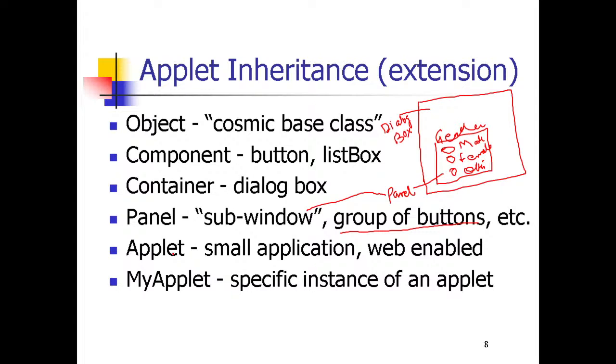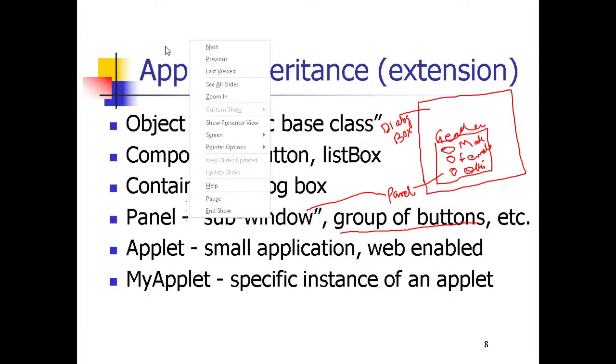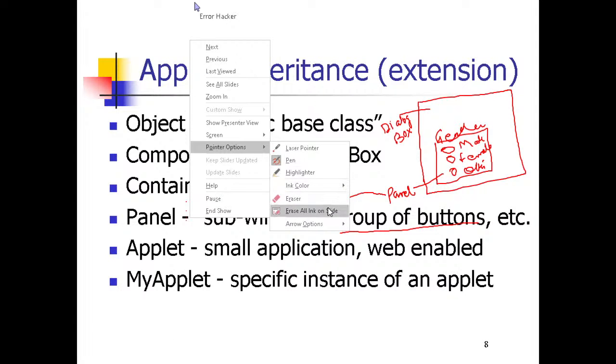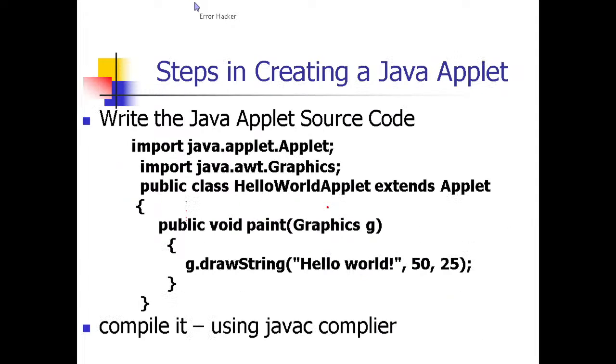So applet is another class which is used to create a small application which will be web enabled. And I have to derive any user defined class from this applet class to create my own applet. So this is another topic: how you have to create a Java applet step by step. There are some steps which we will discuss. First of all, we have to write the Java applet source code.